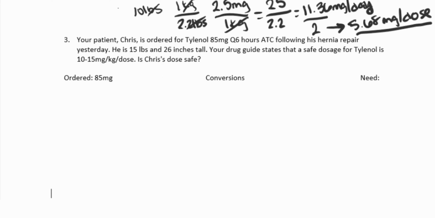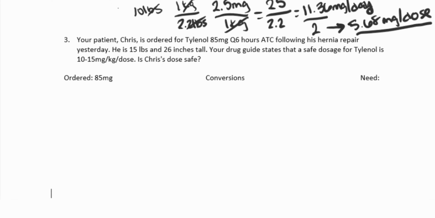All right, let's move on to number 3. Your patient Chris is ordered for Tylenol 85 milligrams Q6 hours around the clock following his hernia repair yesterday. He is 15 pounds and 26 inches tall. Your drug guide states that a safe dose for Tylenol is 10 to 15 mg per kg per dose. Is Chris's dose safe? So again, let's start with our steps.